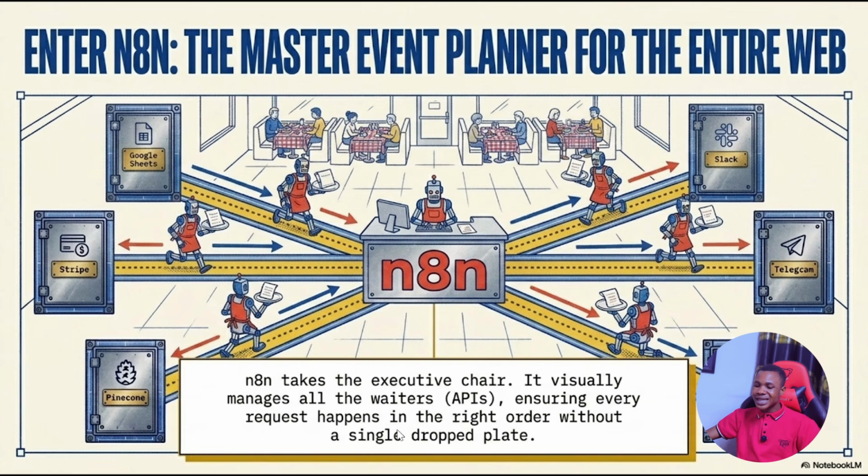So n8n takes the executive chair. It will virtually manage all the APIs, ensuring every request happens in the right order. So n8n is managing everything. You put in a ChatGPT, and n8n is helping you to manage it all at the same time instead of you managing manually. And that's why using a tool to do AI automation is very important. Example, n8n, Zapier, etc. Is that okay?